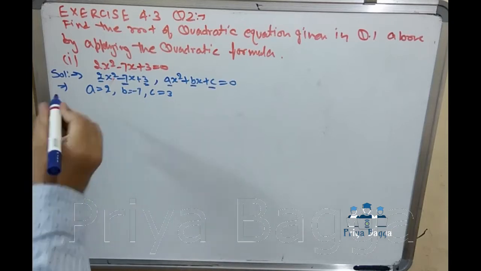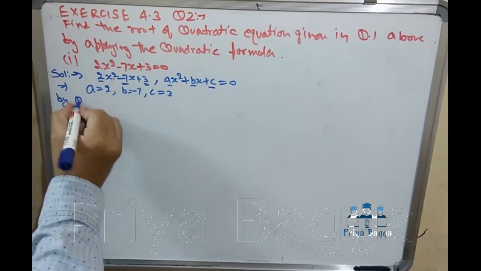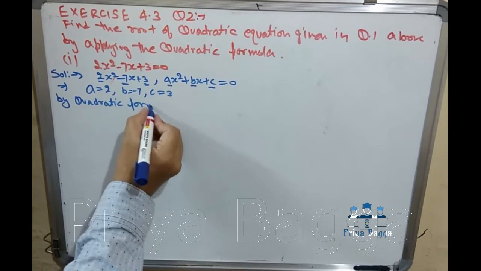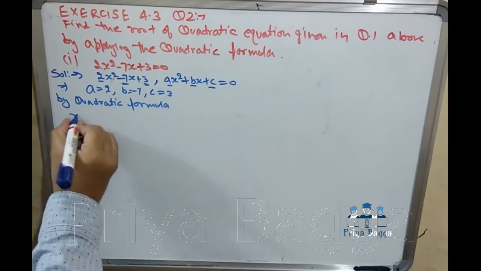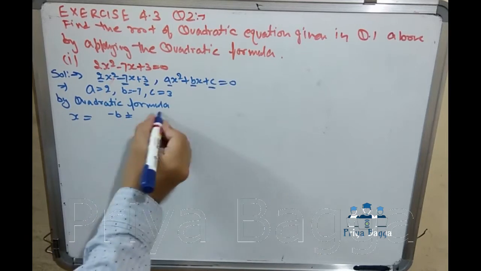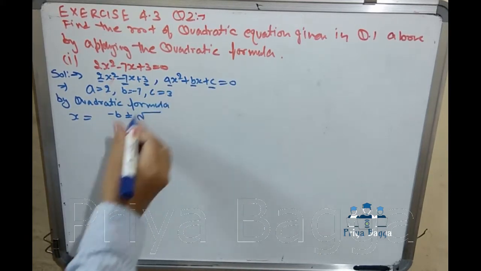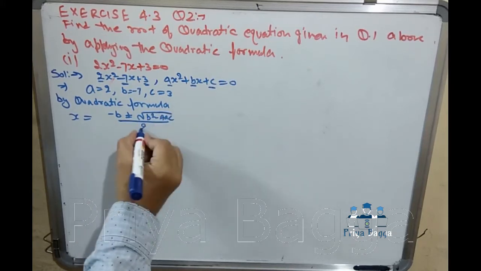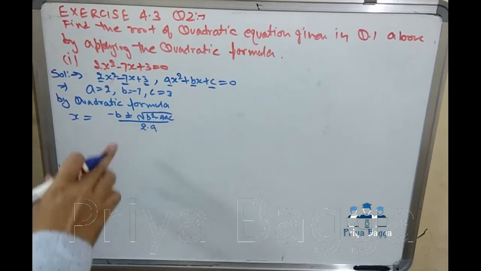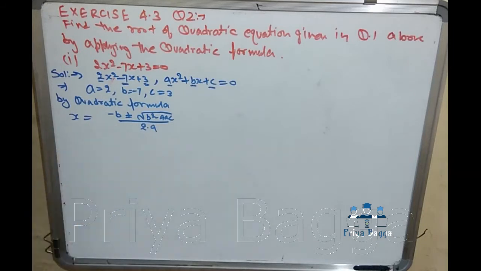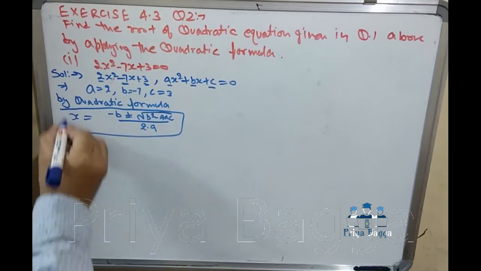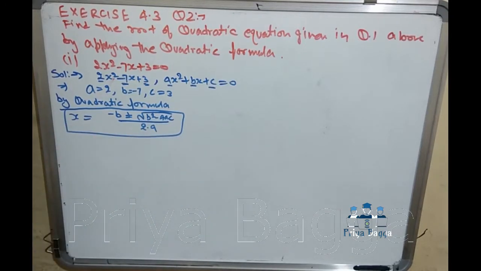Now, as you know, by the quadratic formula, what is the value of x? x is given as minus b plus minus square root of b square minus 4ac, divided by 2 into a. This is the solution of the quadratic equation given by the quadratic formula. Now we will substitute the value of a, b and c in this quadratic formula, and from there we can find the value of x.